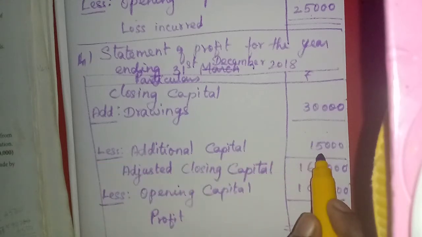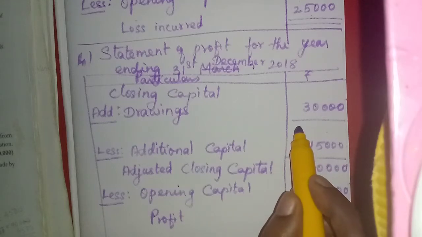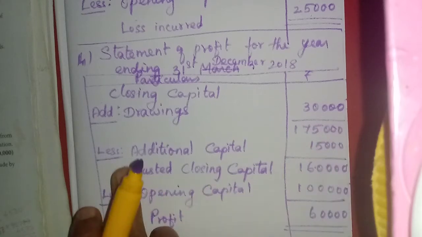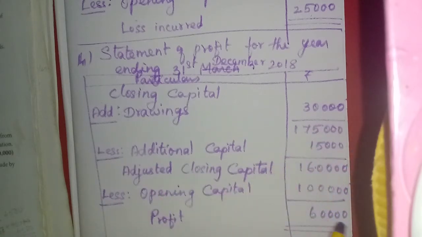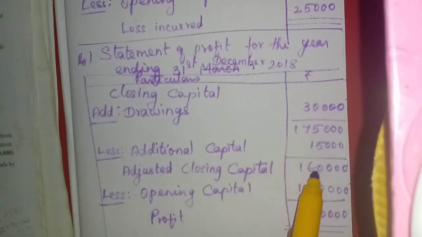Now here less additional capital. So you add these 2 and write there. 1,75,000. Here less means we need to add. 1,75,000. Now you see from 1,75,000, if you deduct 15,000, we will get 1,60,000.